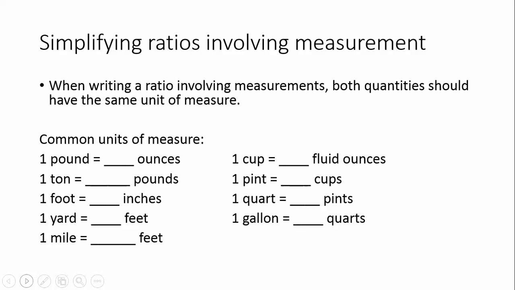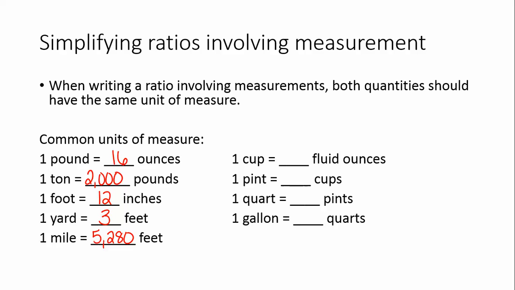So the first one is, how many ounces are in a pound? Hopefully you know that one, and it's 16. There are 2,000 pounds in a ton, 12 inches in a foot, 3 feet in a yard, 5,280 feet in a mile.